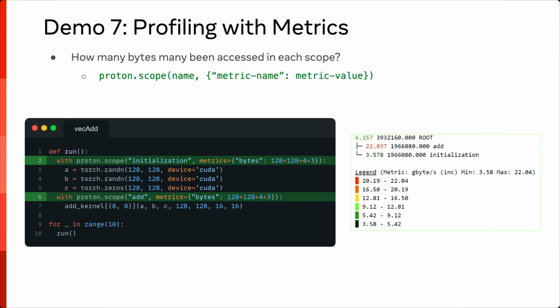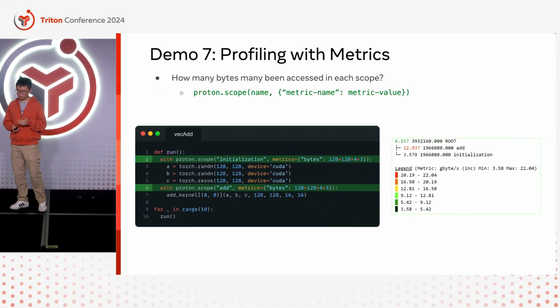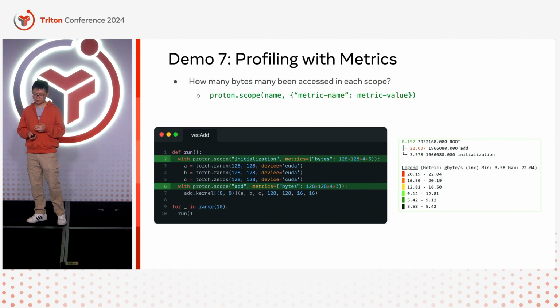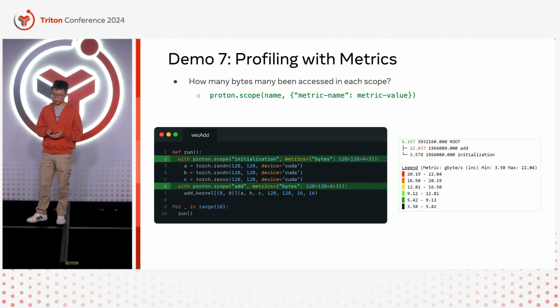In the end, what we get will be a view like this, where it has 2 metrics, including the memory bandwidth in gigabytes per second, as well as the total number of accessed bytes. So each time we are going to access 196608 bytes, and since it is run 10 times, it automatically accumulates the metric 10 times and provides you the correct total number of bytes.